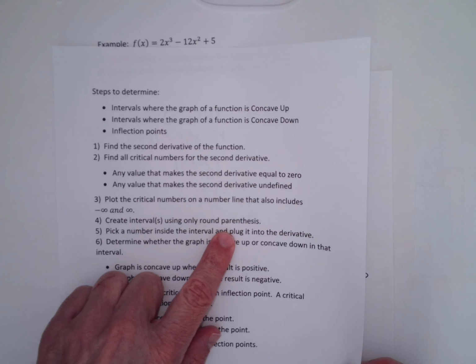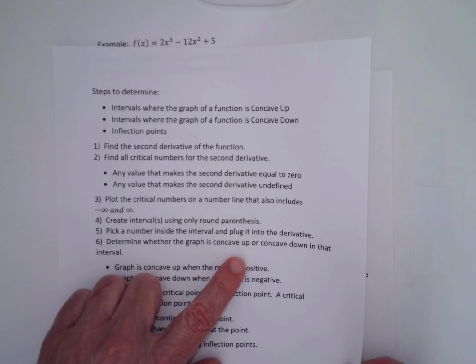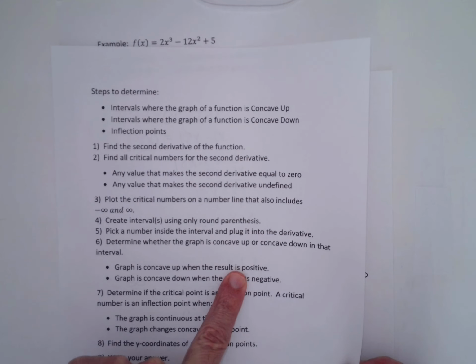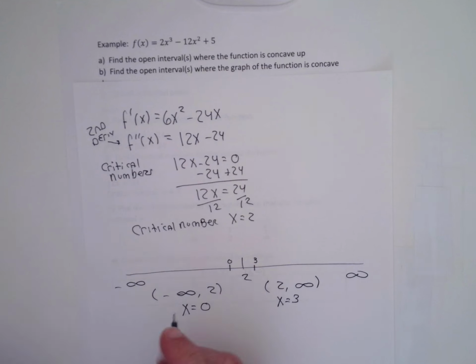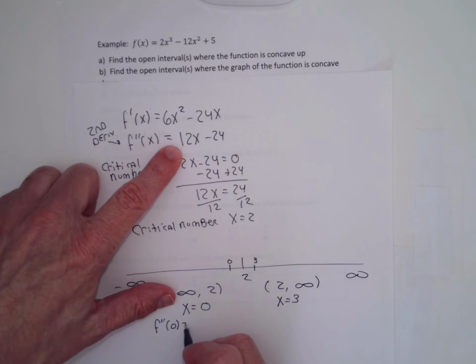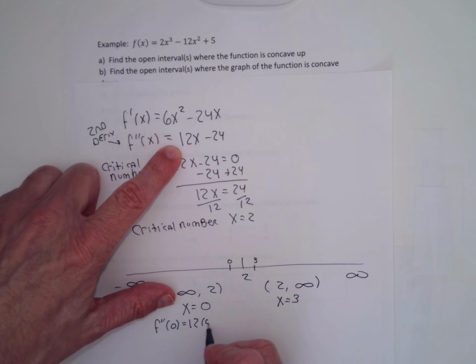I'm going to plug them into the second derivative. Graph is concave down if I get negative. Graph is concave up if I get positive in that interval. So now let me do f double prime, the second derivative, evaluated at 0. So I'm going to go 12 times 0 minus 24. That's going to come out to minus 24.